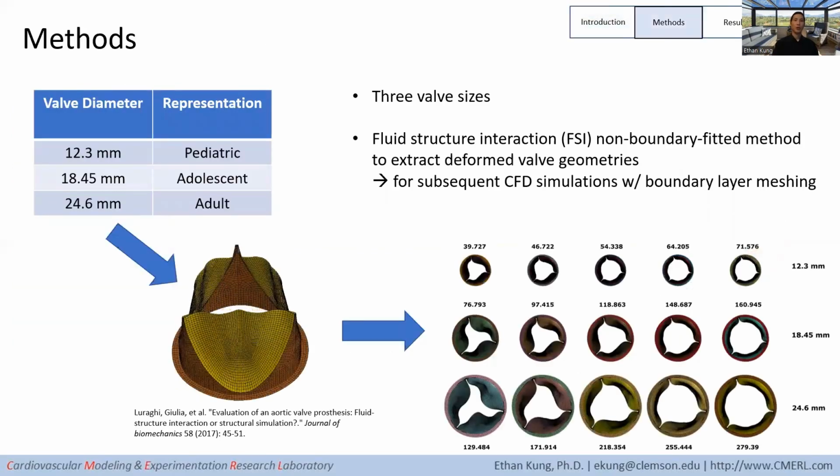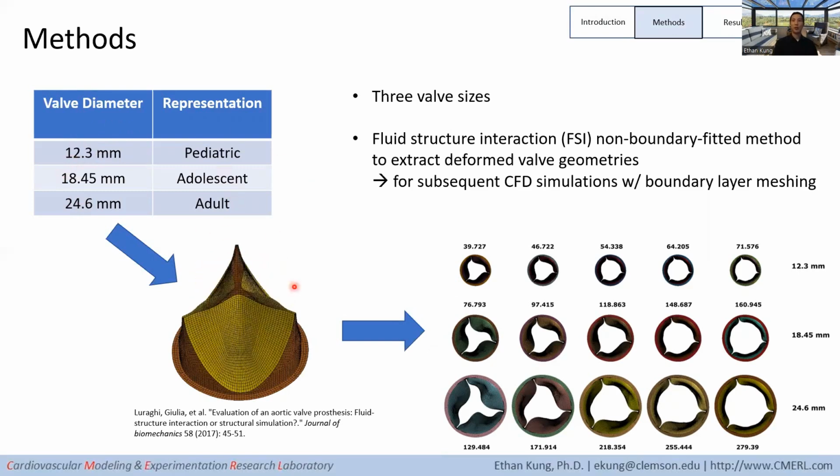So the general approach of our study is that we first run fluid structure interaction simulations to simulate the motion of the valve across a cardiac cycle. And we extract the geometry of the valve at different opening levels so that we can use these geometries to then run a fluid dynamic simulation, which allows us to do things like boundary layer meshing and be able to get much higher fidelity flow velocity data with which we could compute shear stress accurately. So we did this for 3 different sizes of valves representing different types of patients.